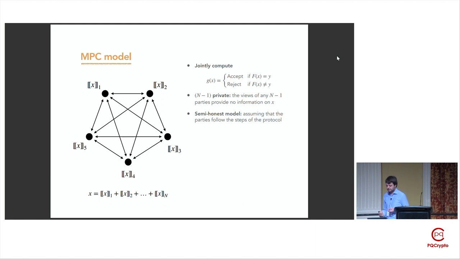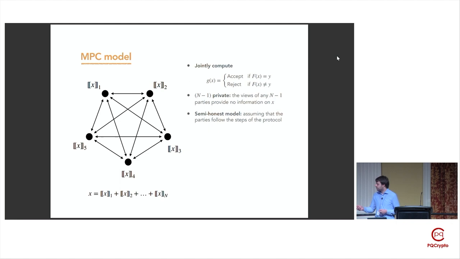We consider an n-1 private protocol. What does it mean? It means that if some adversary sees the computation of all the parties except the last one, then the secret must remain hidden. Finally, we assume that we are in the semi-honest model. It means that the MPC protocol just needs to be secure as long as all the parties honestly follow the protocol. In MPC, it's a weak notion, but in fact, we don't need more in the MPC-in-the-Head paradigm.